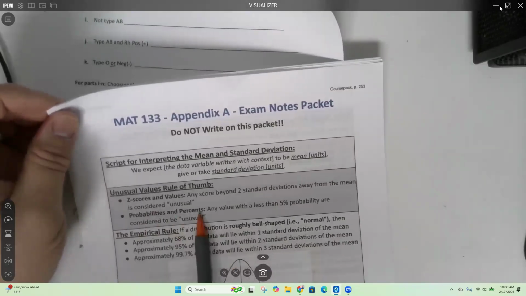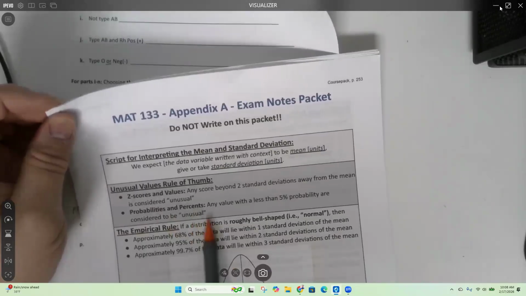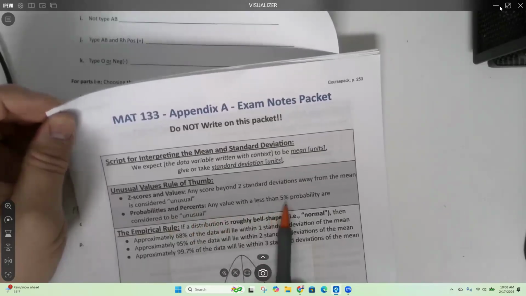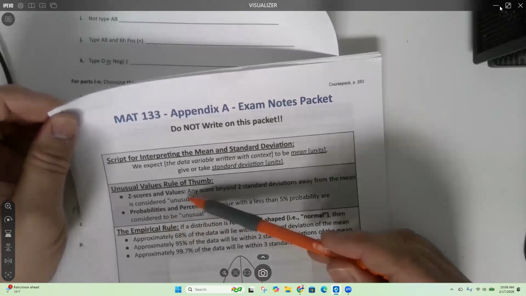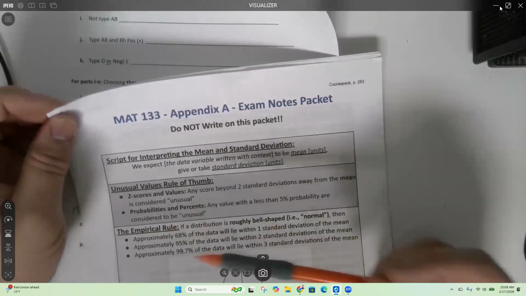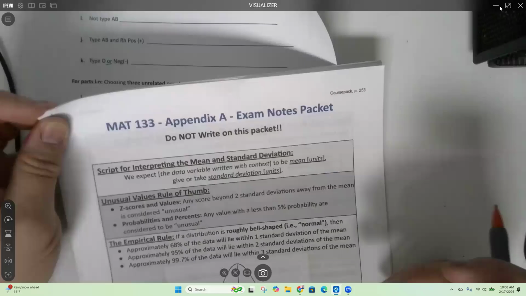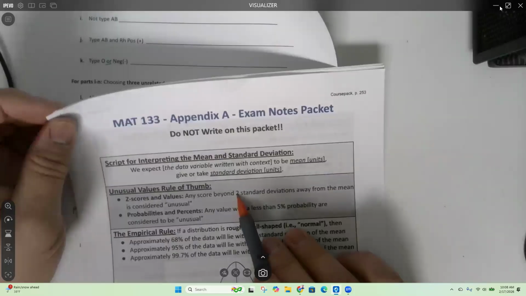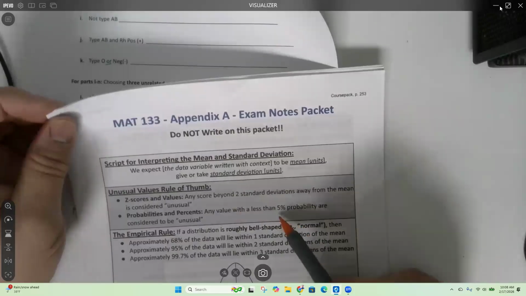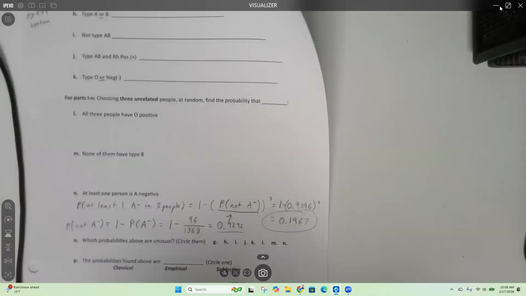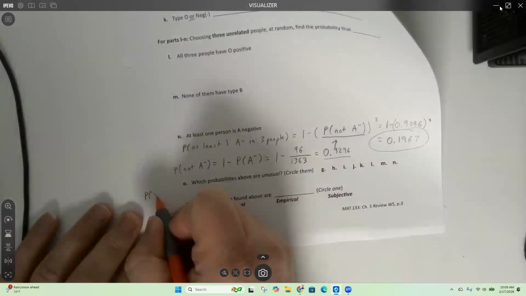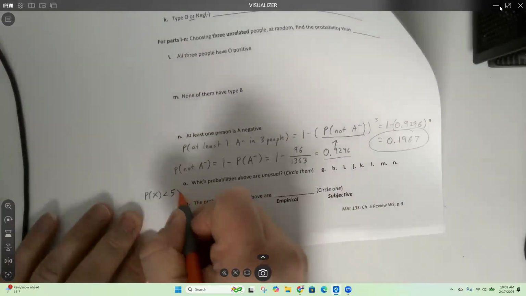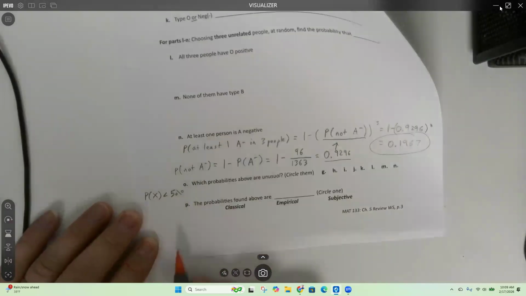So when we're talking about probabilities and percents and proportions, any value with a less than 5% probability is considered to be unusual. So you need to pay attention to whether you have a z-score or a probability. Are you comparing to 2 and -2, or are you comparing to 5%? Okay. In this case, we have probabilities. So we are looking for which probabilities are less than 5% or 0.05.